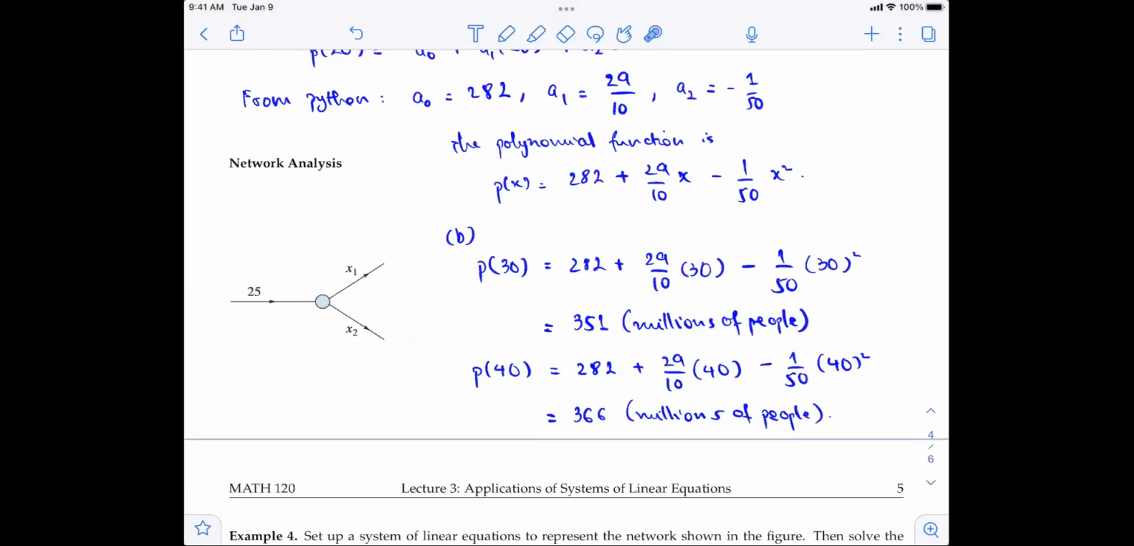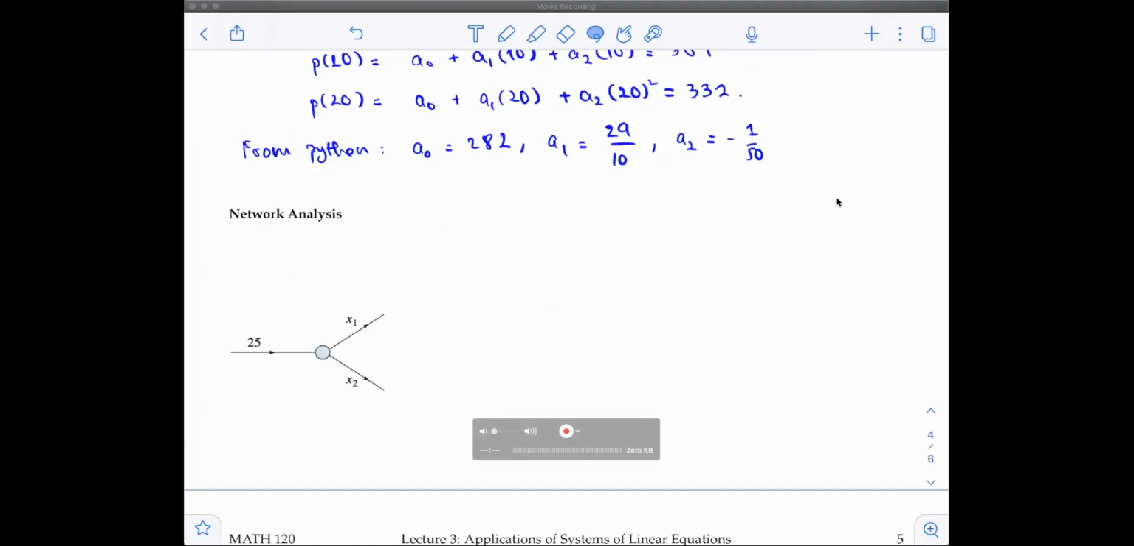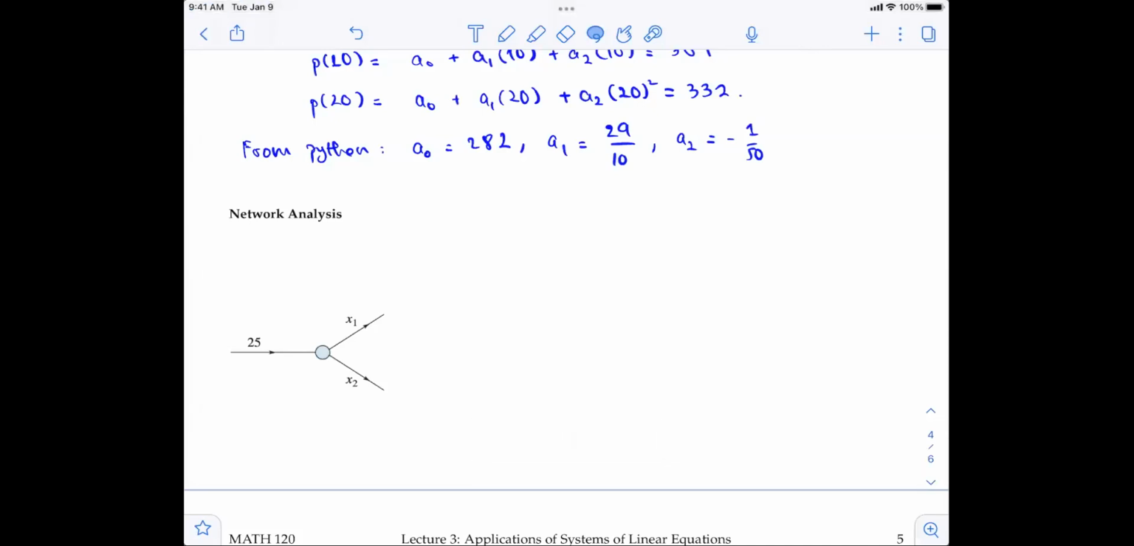Now the next application is for network analysis. All right, so the next application is for network analysis. So networks composed of branches and junctions are used as models in such fields as economics, traffic flow, and electrical engineering. So let me write the information down for us.